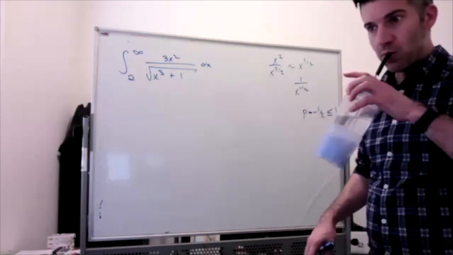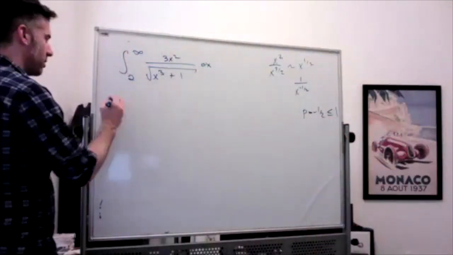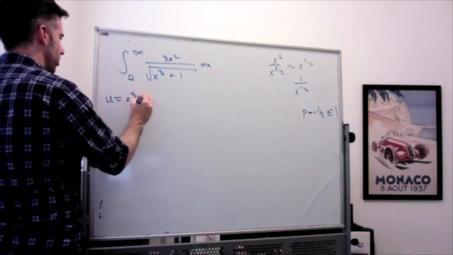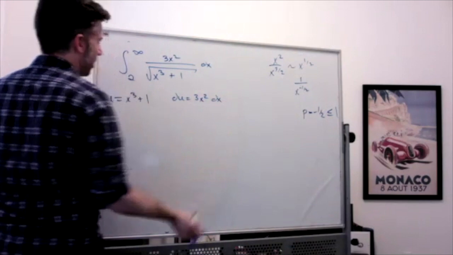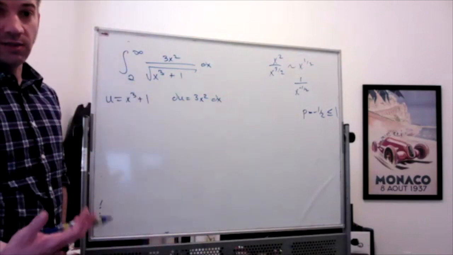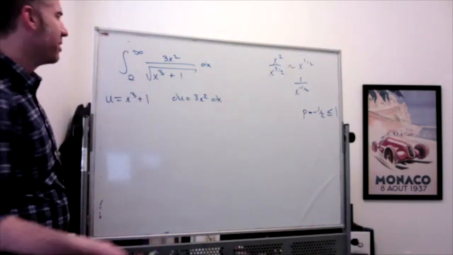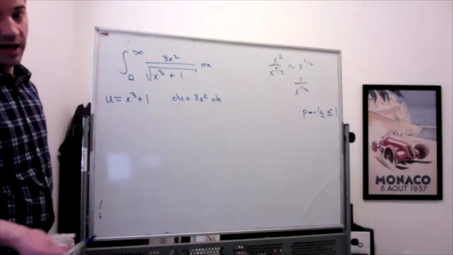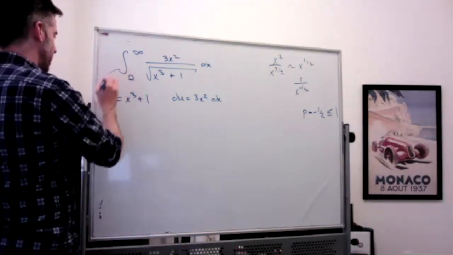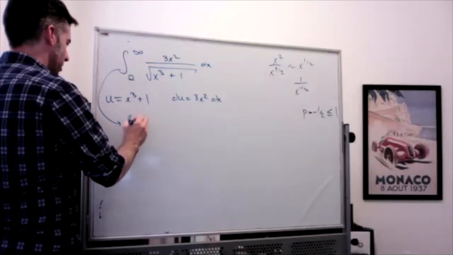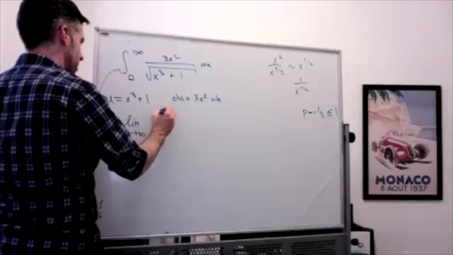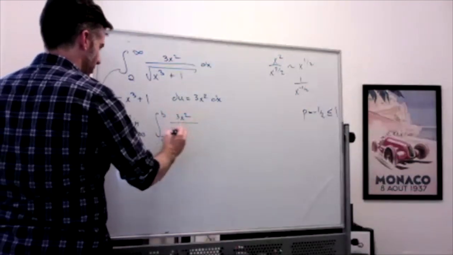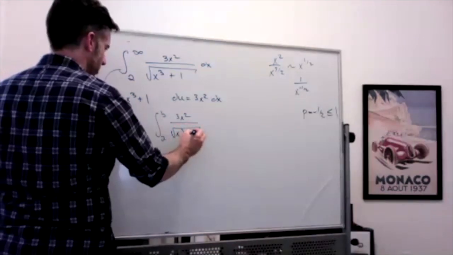So, let's do a u sub. I'm going to let u equal x cubed plus 1. Du is going to be 3x squared dx. I personally don't love changing my limits of integration when it's an improper integral. Oh, and I should actually back up, right? Technically, before I even do the u sub, I should first rewrite this as the limit as b goes to infinity of the integral from 2 to b of 3x squared over the square root of x cubed plus 1.